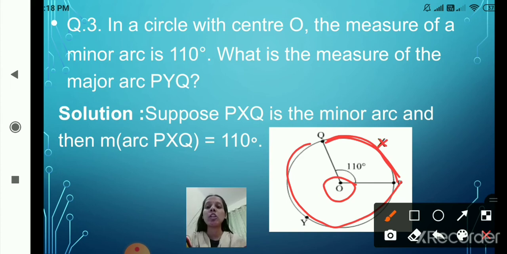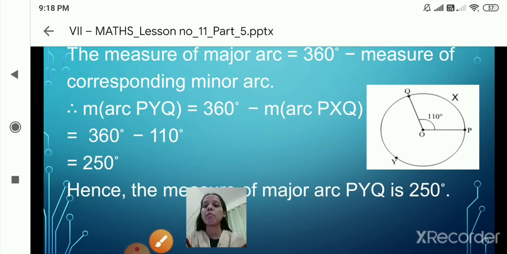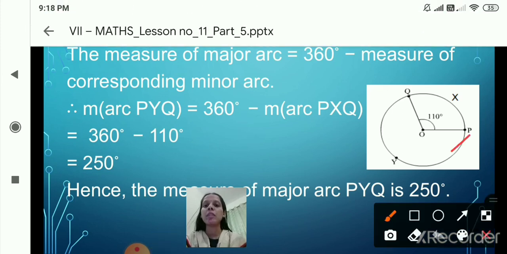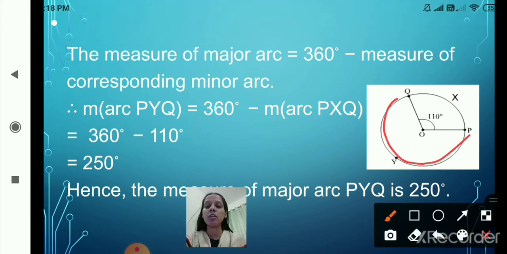The measure of arc PXQ is equal to 110 degrees, which is given in the question. We have to find the measure of arc PYQ, so we write down the formula. The measure of major arc is equal to 360 degrees minus the measure of the corresponding minor arc, the smaller arc. So major arc PYQ is equal to 360 degrees minus 110 degrees. We do the subtraction: 360 minus 110 is 250 degrees. Therefore the measure of PYQ is 250 degrees.